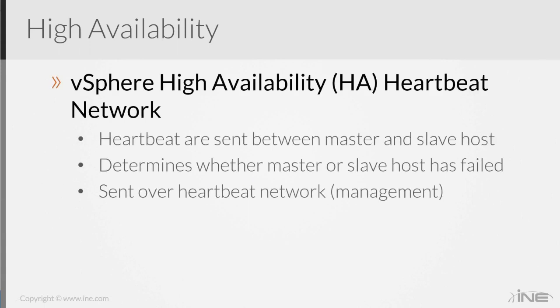Okay, here we have the HA heartbeat network. There are a number of ways where HA would use heartbeats. Firstly, heartbeats are sent between the master and slave hosts. Secondly, heartbeats are used to determine whether a master or a slave host has failed. Thirdly, heartbeats are also sent over a heartbeat network. The heartbeat network is implemented on the VMkernel port that is marked for management traffic.